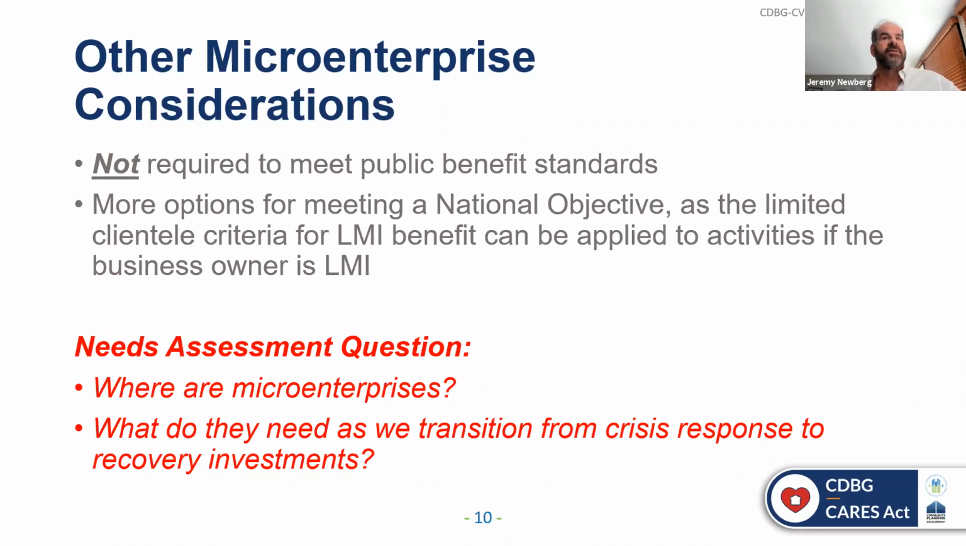There are more options for national objectives, such as the limited clientele criteria for low moderate income benefit, because it can be applied to activities if the owner is in fact earning a low mod income. The thing about micro enterprises is you've got to find them. Where are they? So that's a needs assessment question. Where are they? What do they need as we transition from crisis response to recovery investments? Next.